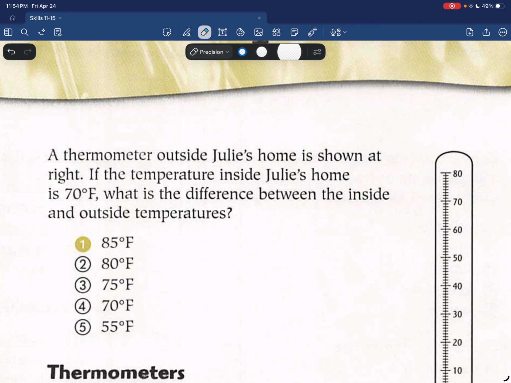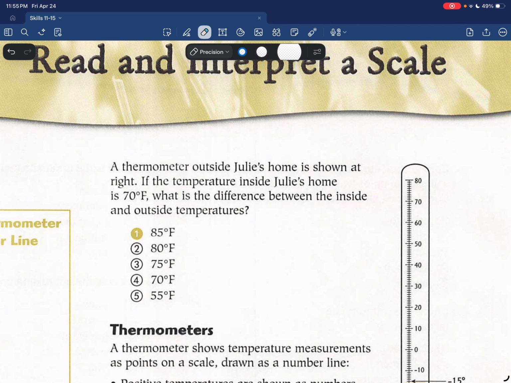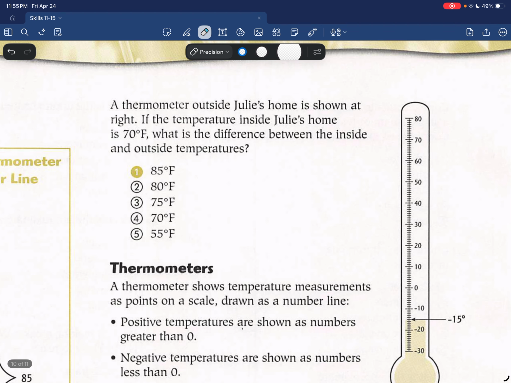A thermometer outside Julie's home is shown at the right. If the temperature inside Julie's home is 70 degrees Fahrenheit, what is the difference between the inside and outside temperatures? Well, it's -15 outside. Inside, it's 70 degrees. So that is a difference of 85 degrees.